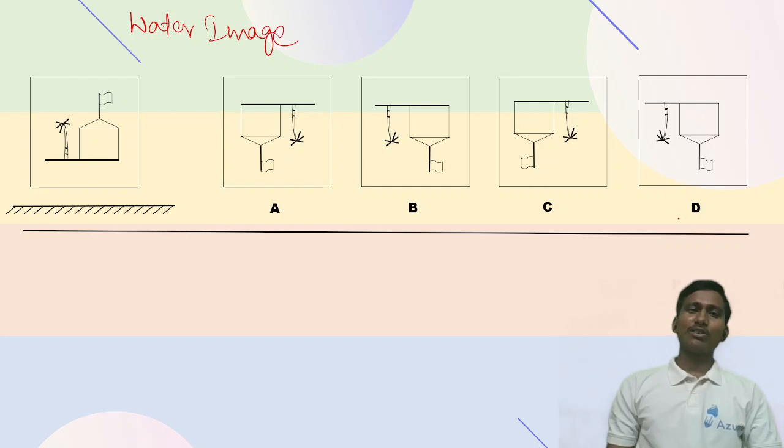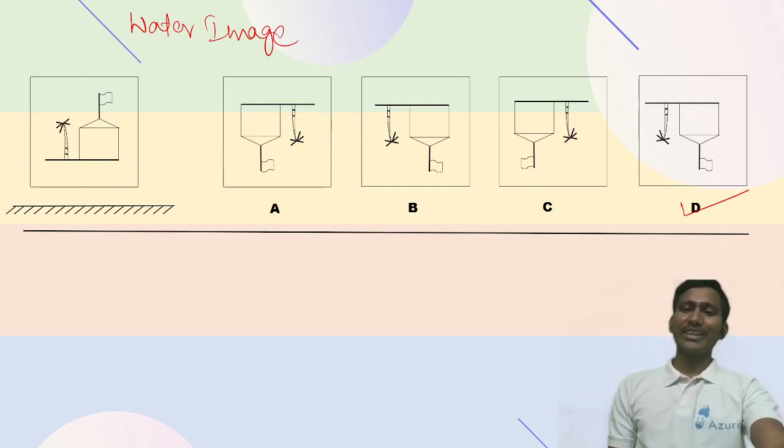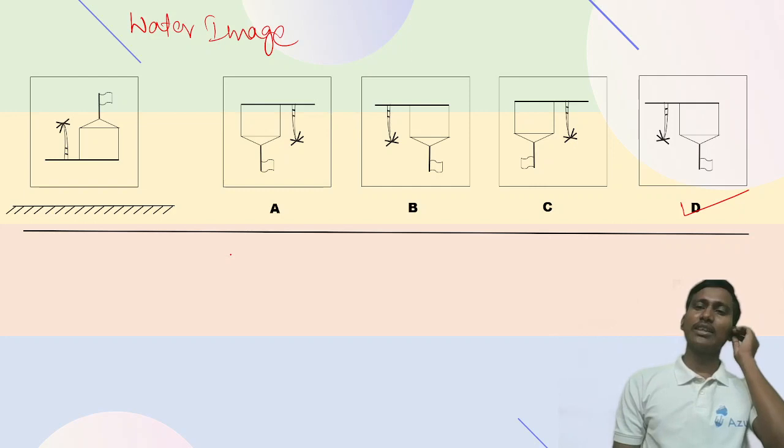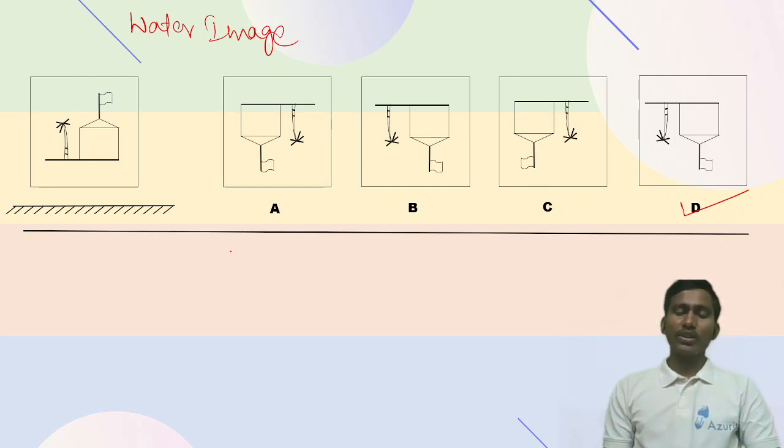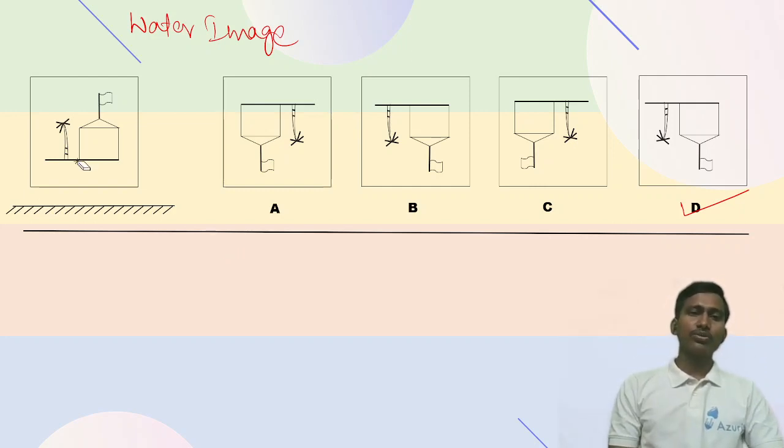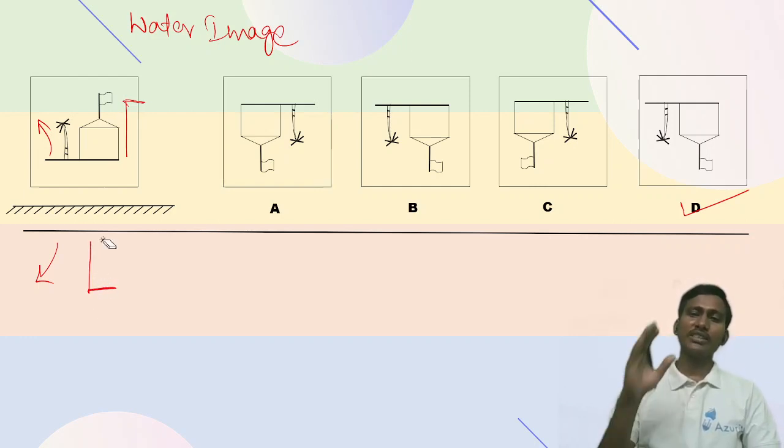D. The answer is option D. Okay, very good. Understood? If you see here, it will come like this. The tree, it is going like this, right? So it will be like this, and then this is the home, right? And then this should be like this. So the answer option will be option D.